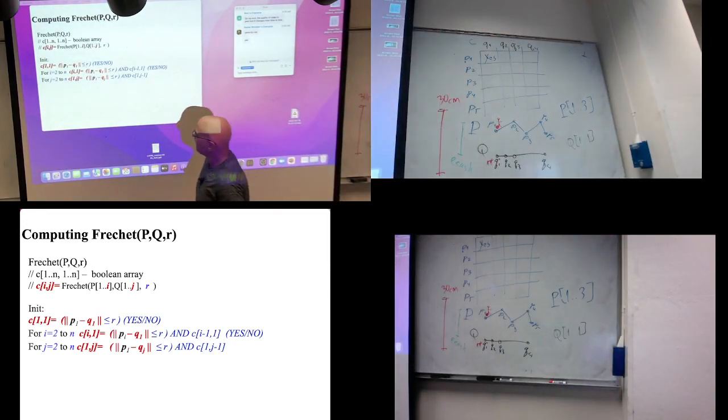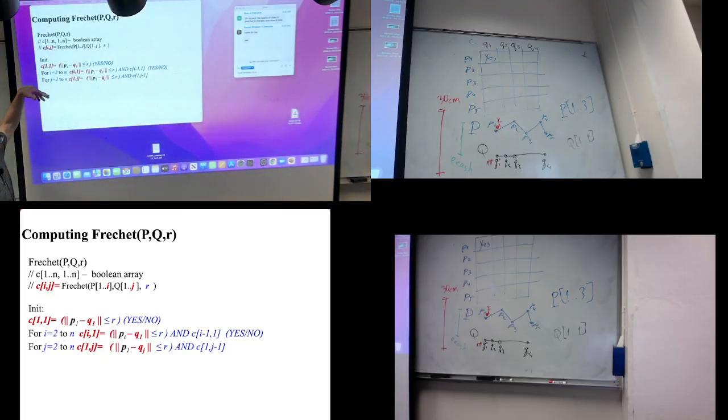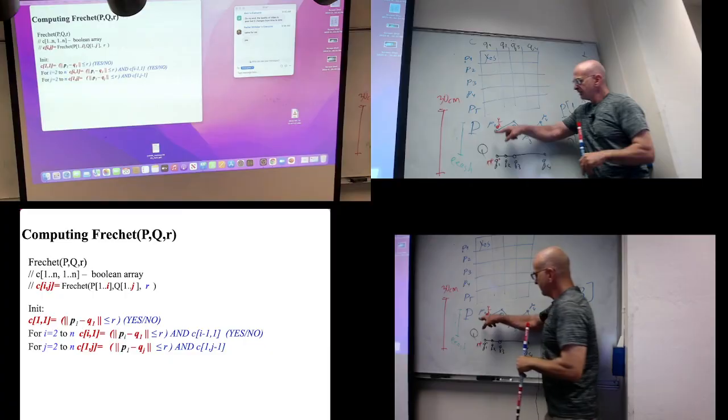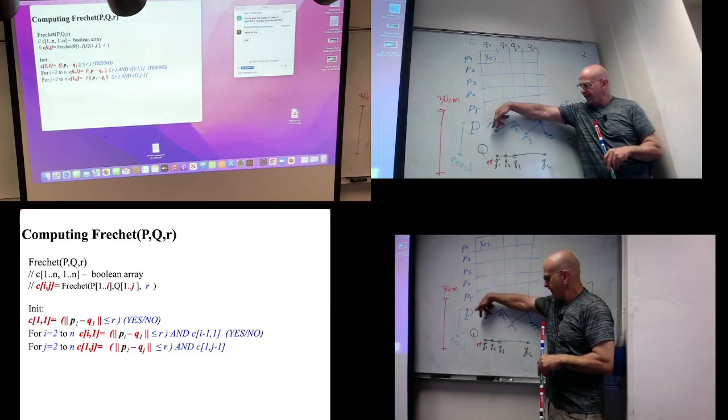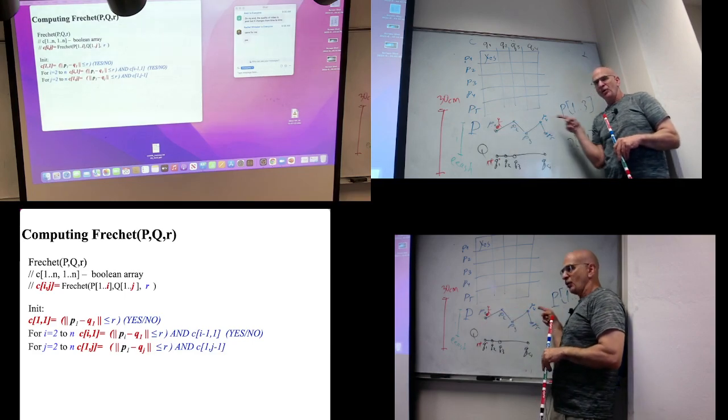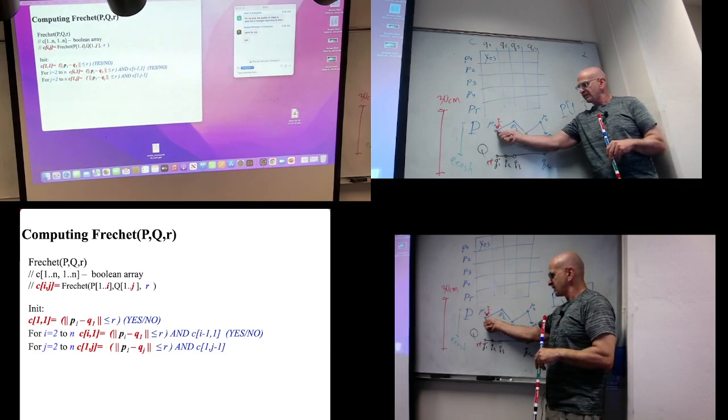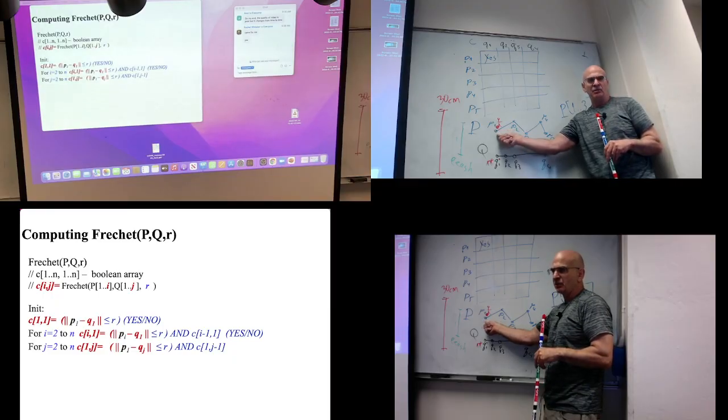Okay, we continue with the init step. Now I want to fill the leftmost column and the top row. For I goes from 2 to n, I want to know what is C of I, comma 1. Let's understand what is C of I, comma 1. I'm looking only at a polygonal path which is a prefix of the whole P, but I'm only looking at trips at which the person starts at P1 and never leaves P1. The person is glued to P1, cannot leave this vertex.